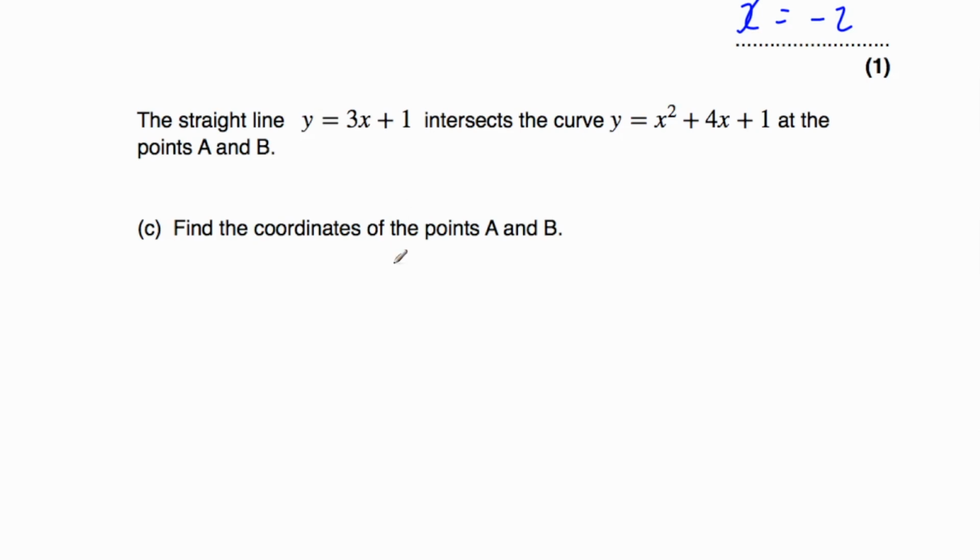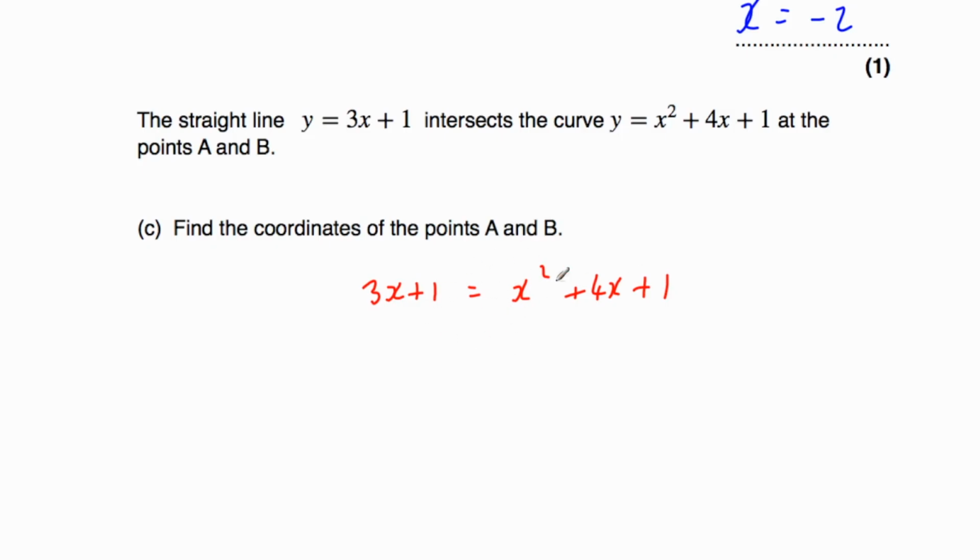Now what's quite nice about this question is we've got y equals something and y equals something. So if we want to find where they meet each other, we can just put them equal to each other. So we can write 3x plus 1 equals x squared plus 4x plus 1. And if we solve this, we can then find the coordinates of A and B. So let's see what we'd get.